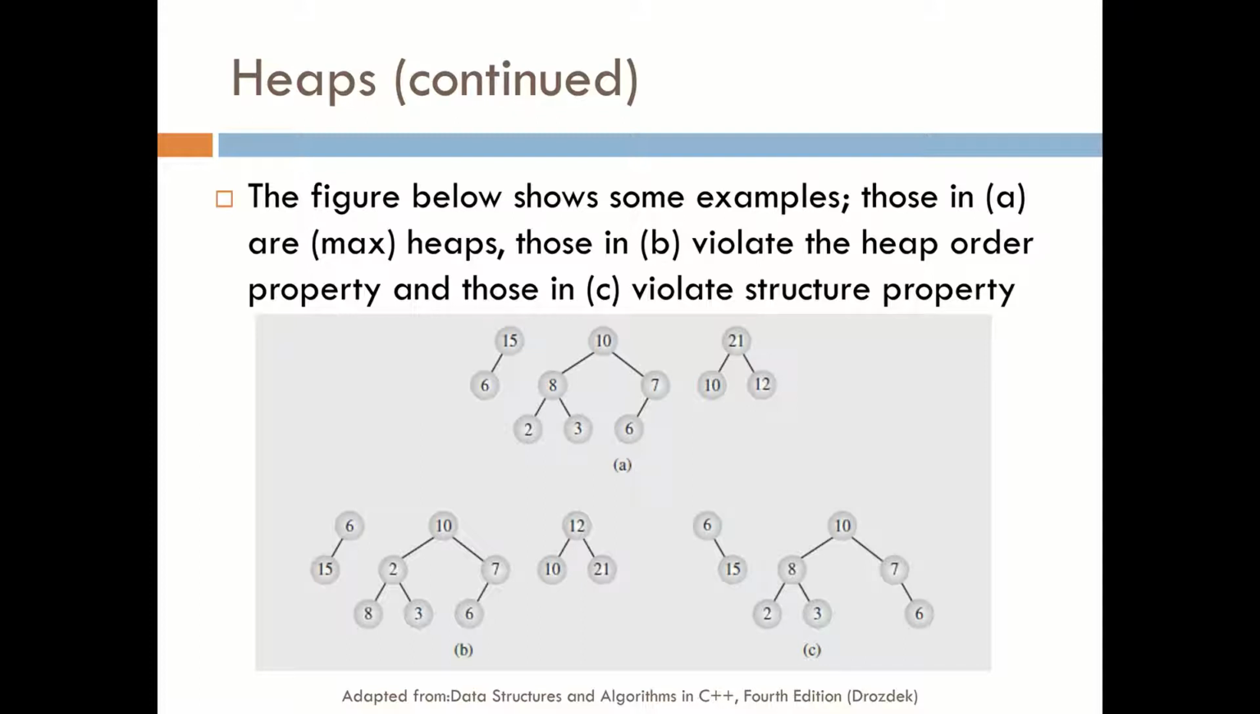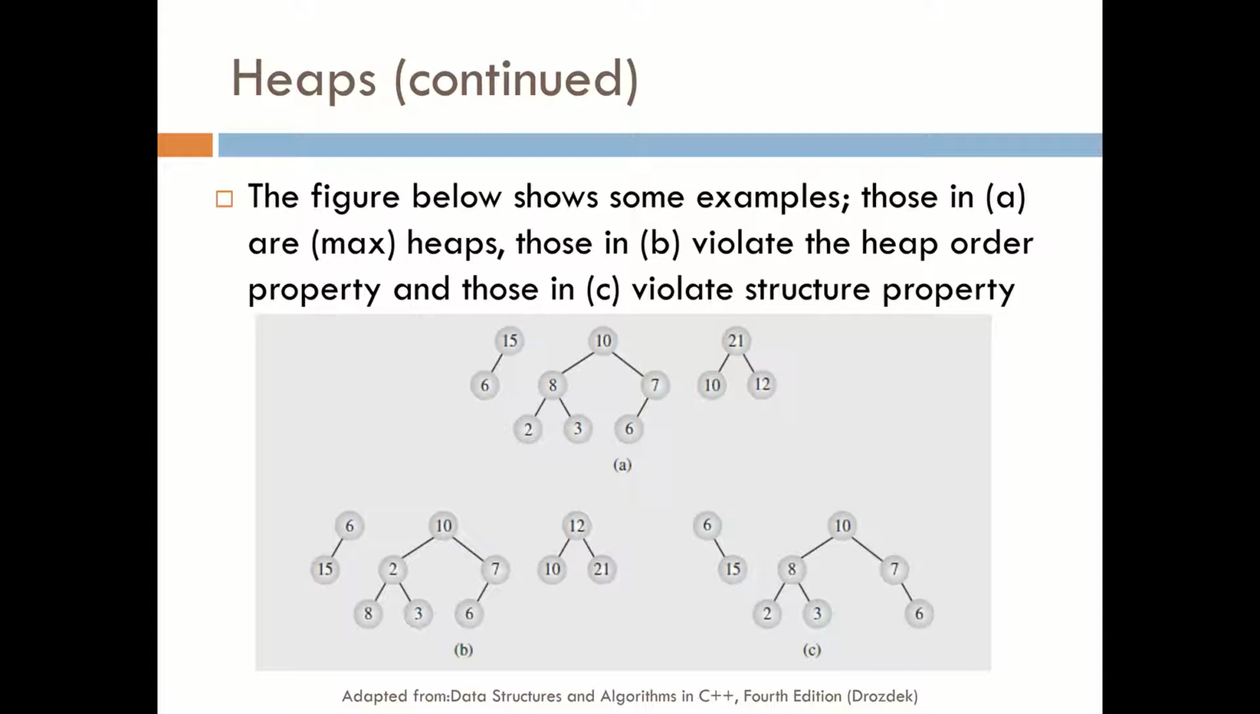The second heap under A, if you look at it, it is in fact a complete binary tree. And if you look at any node, that node has a value that's greater than those of its children. So 8 is greater than both 2 and 3, 7 is greater than 6, and 10 is greater than both 8 and 7. Finally, the one on the right is a complete binary tree, and in this case also a full binary tree. And 21 is greater than both 10 and 12. So we have both the structure property and the heap order property.